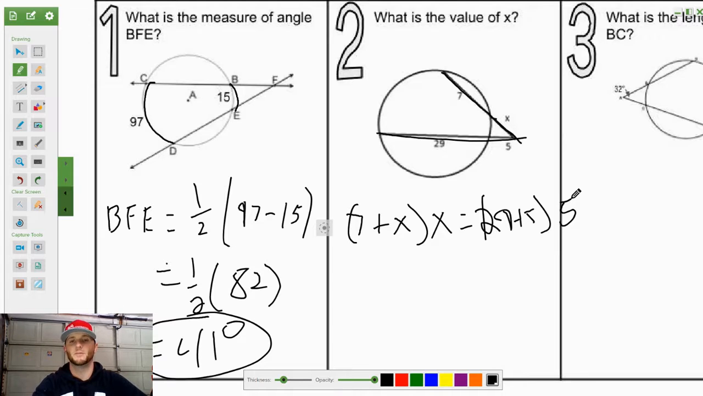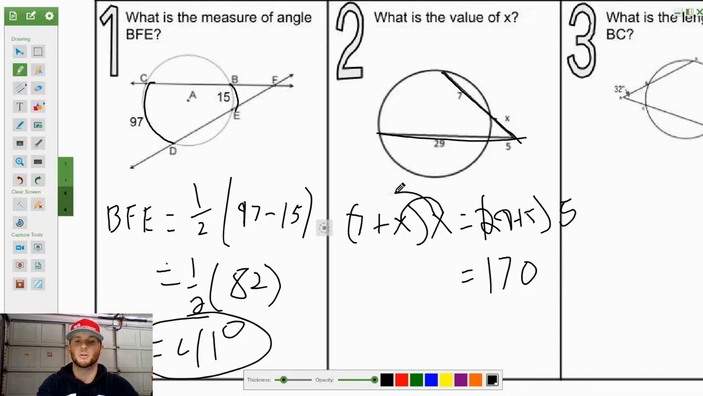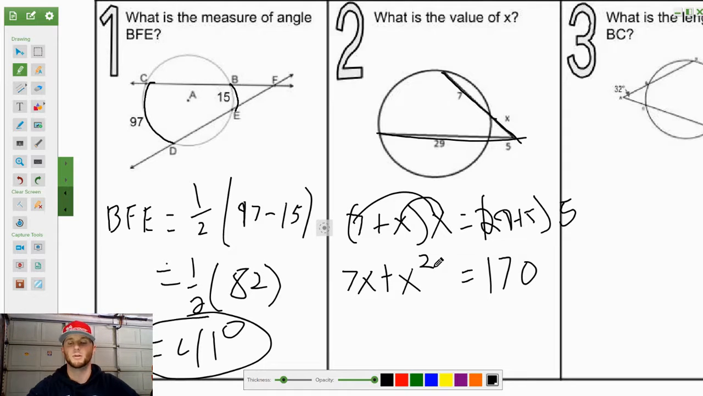So let's go ahead and simplify what's on the right side over here. First thing, I'm going to do 29 plus 5, which is going to be 34. And then I'm going to multiply that times 5. So whenever I do all that, that's going to end up giving me 170 on the right side over here. And so now I have to simplify by distributing my X over here. So you should get 7X plus X squared is going to equal 170.